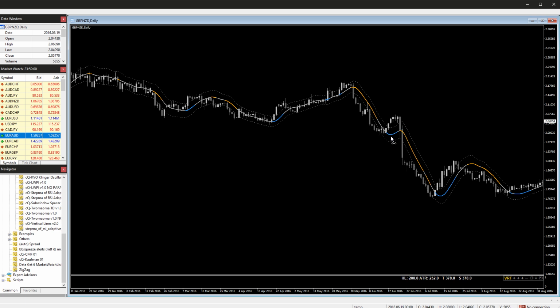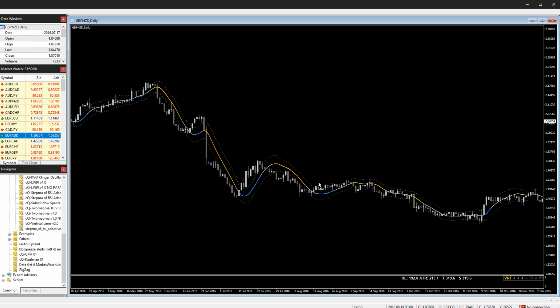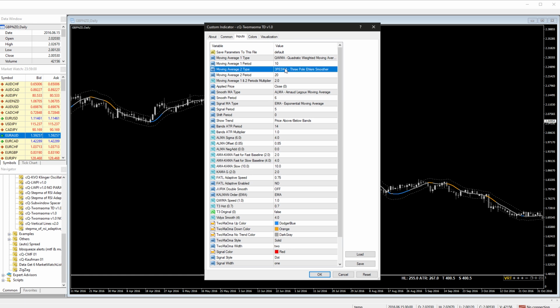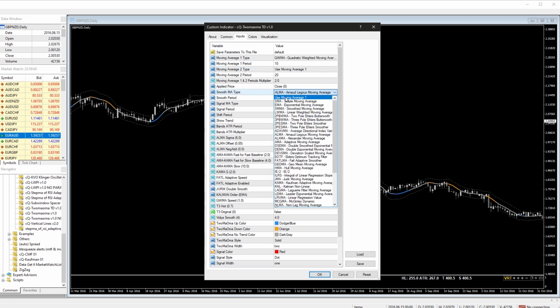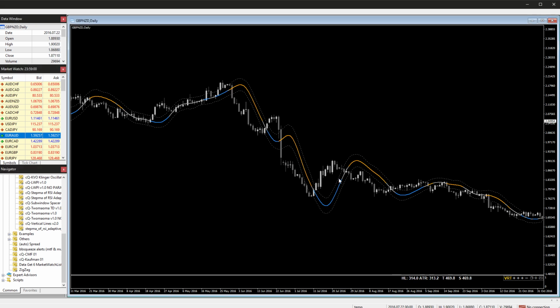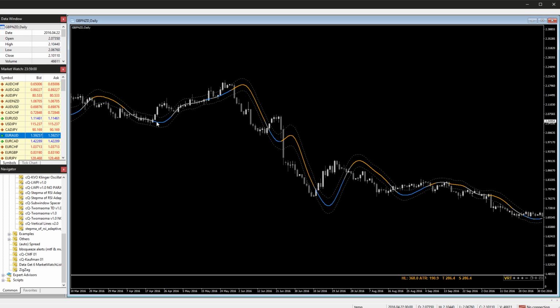So when it's gray, you don't want to enter when it's gray. And what it is, it's made up of two different moving averages, or you can use the same moving average here, and you can do the same thing here. Use moving average 1. This is moving average 1 period. This is the second moving average period. This is a multiplier. Currently it's set to 2, so actually moving average 1 period is 20, and moving average 2 period is 40. You'll get a number of different types of moving averages here.